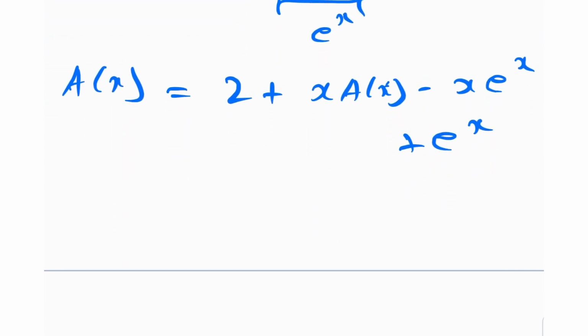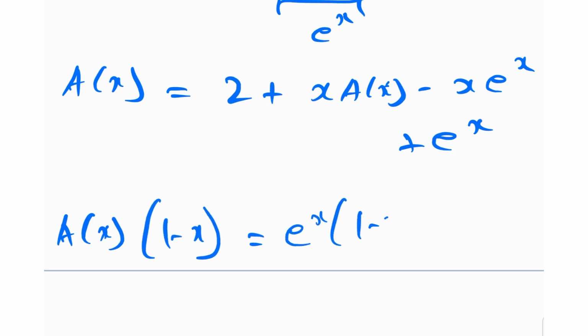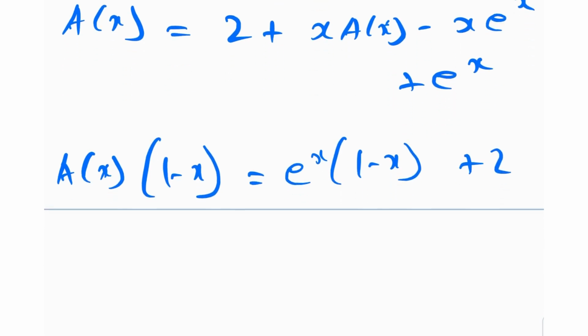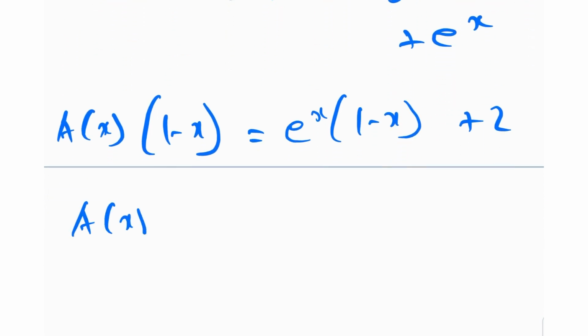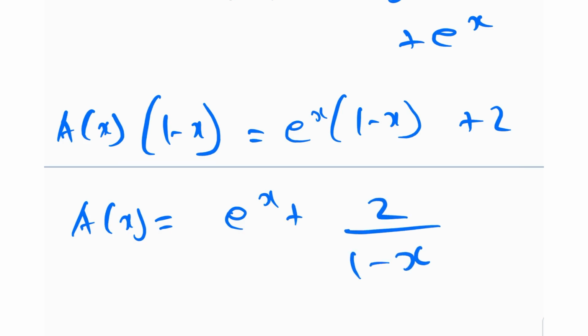So if I take all the terms with A(x) on one side, A(x) times (1 minus x) is equal to e to the power x times (1 minus x) plus 2. And if I divide by 1 minus x on both sides, I get A(x) is equal to e to the power x plus 2 divided by 1 minus x.